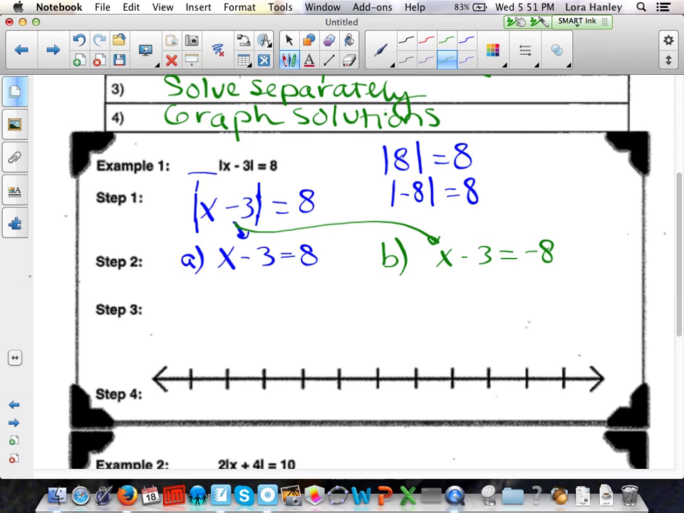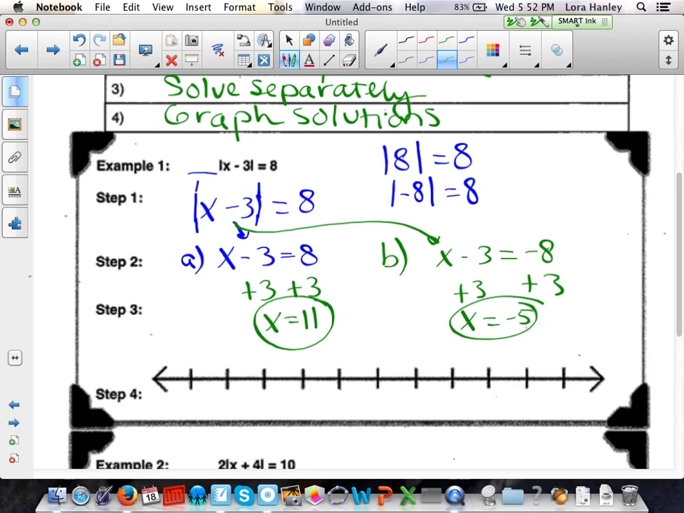So once we've created those two equations, now we're just going to solve them separately. But if you notice, it's the exact same steps to solve both. So if I have x minus 3, I'm adding 3. So I end with x equals 11, and x is equal to negative 5.